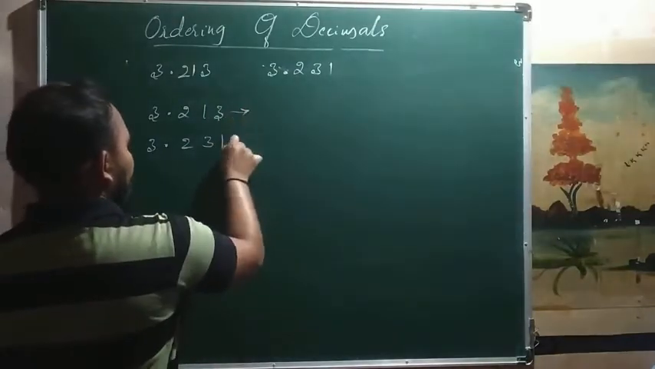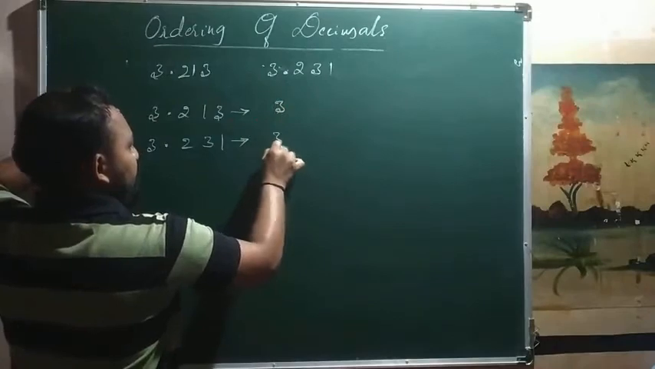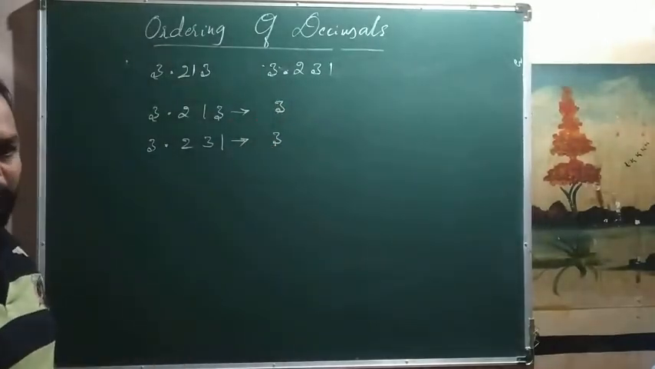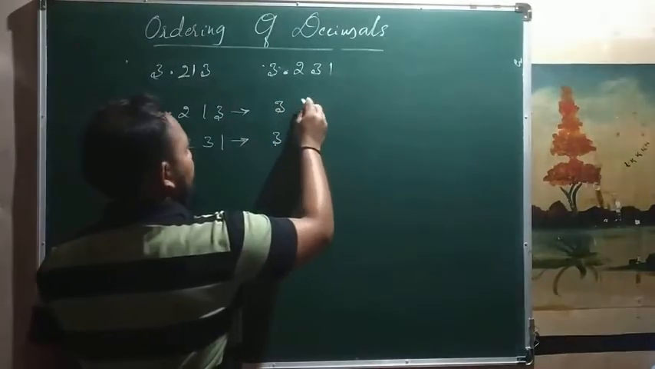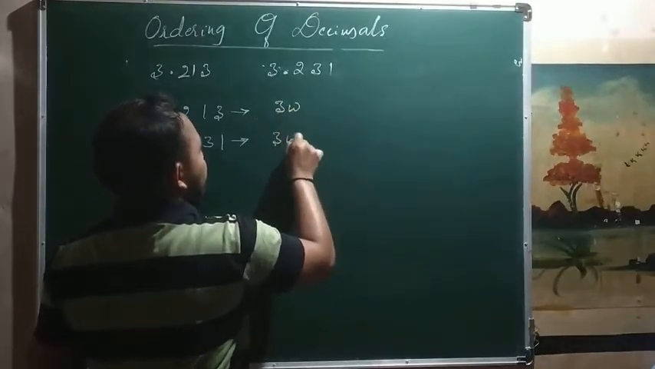3.213 and 3.231. First compare the whole number portion. Both are 3, whole numbers. Here 3 is a whole number and here 3 is a whole number.